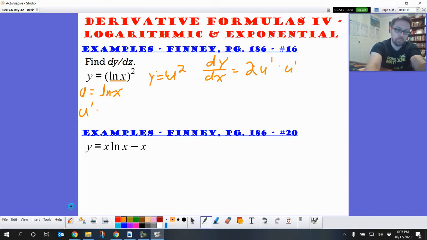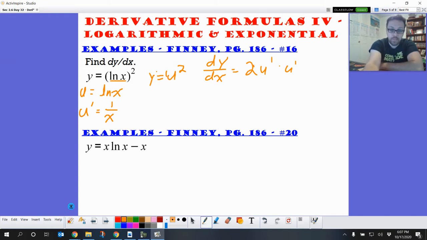So what's u prime? So ln of x, we wrote that one down earlier. Ooh, that was the really neat one. It is just 1 over x times the derivative of whatever's inside of ln, but it's just an x this time. The derivative of x is just 1, so it's just 1 over x.